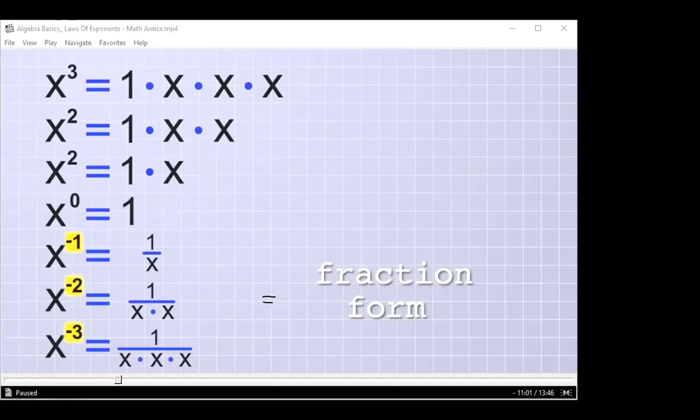Okay, so we have x to the power of negative 1 means 1 over x. X to the power of negative 2 means 1 over x times x. And if we want to simplify it, it will be what? 1 over x times x is 1 over x to the power of 2.